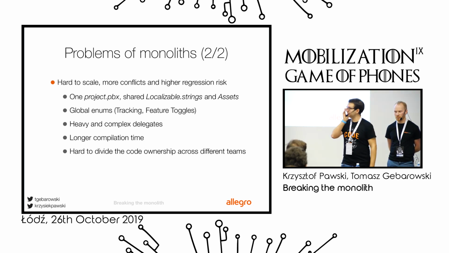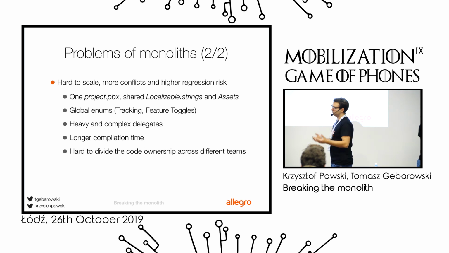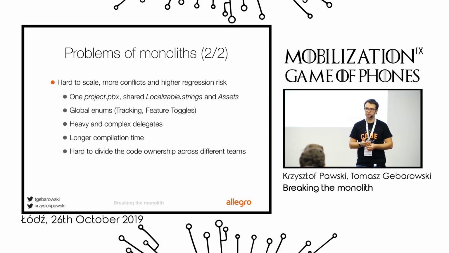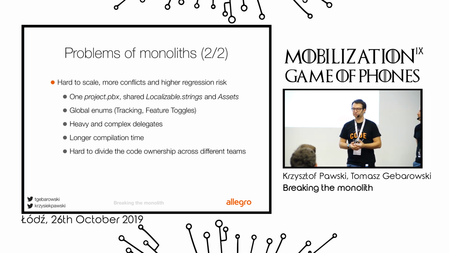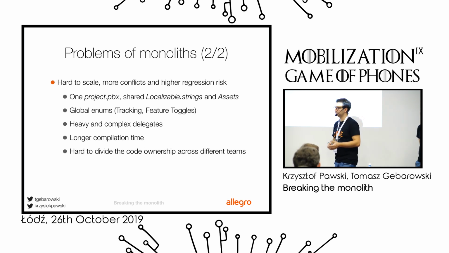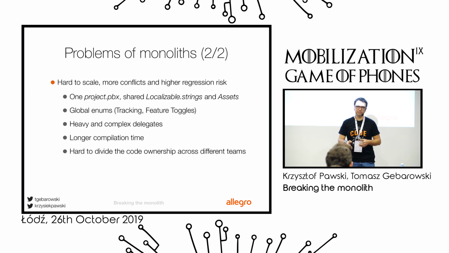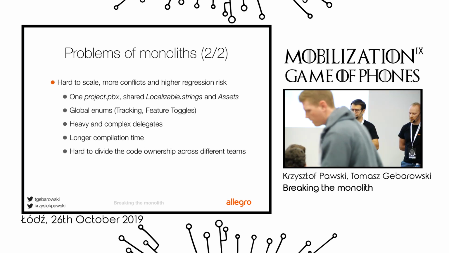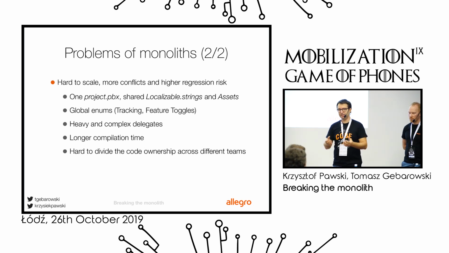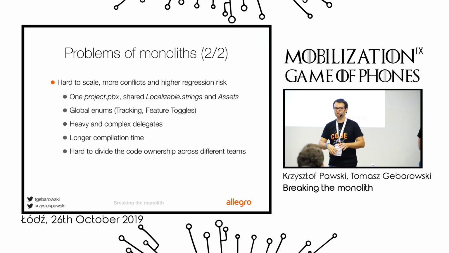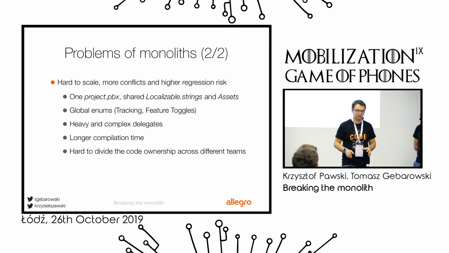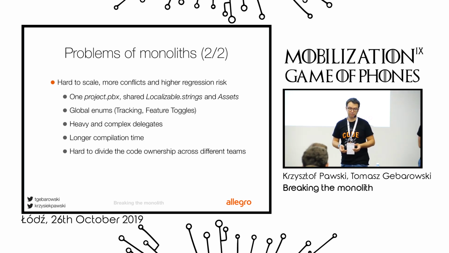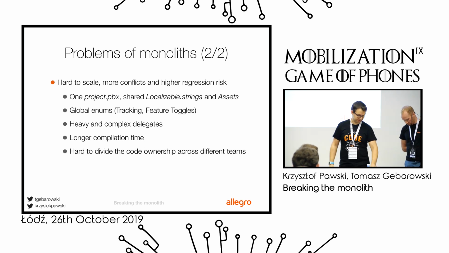And last but not least, when we started to work on the Allegro app with more and more people, we divided into teams. With a monolith, it was hard to grant code ownership between different teams. When we split the app into modules, given modules were owned by certain teams, and the teams could manage the modules on their own. So it simply scaled better.